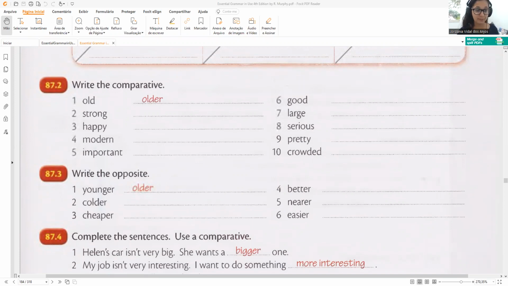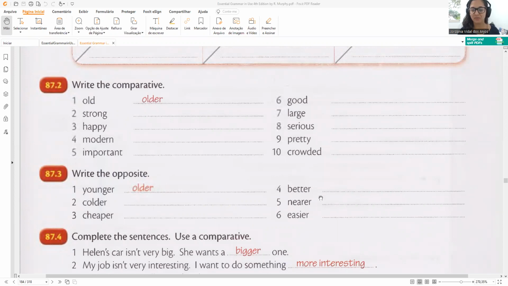Younger, aqui é para você write the opposite, escrever o oposto. For example, younger, older. Então, mais novo, mais jovem, mais velho. Colder, mais frio, mais quente. Hotter, cheaper, more expensive. Ok? Então, responda os outros três aqui. Aí volta para conferir.